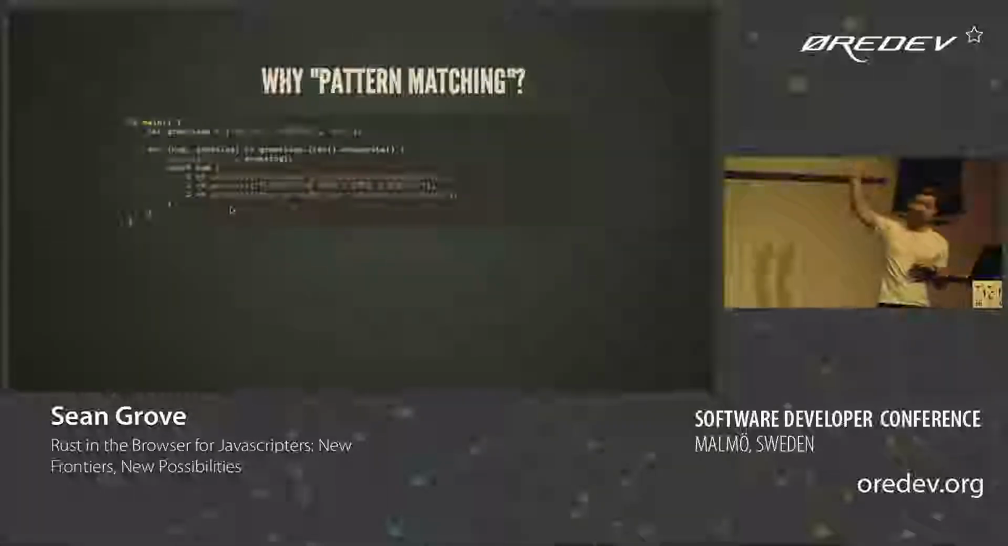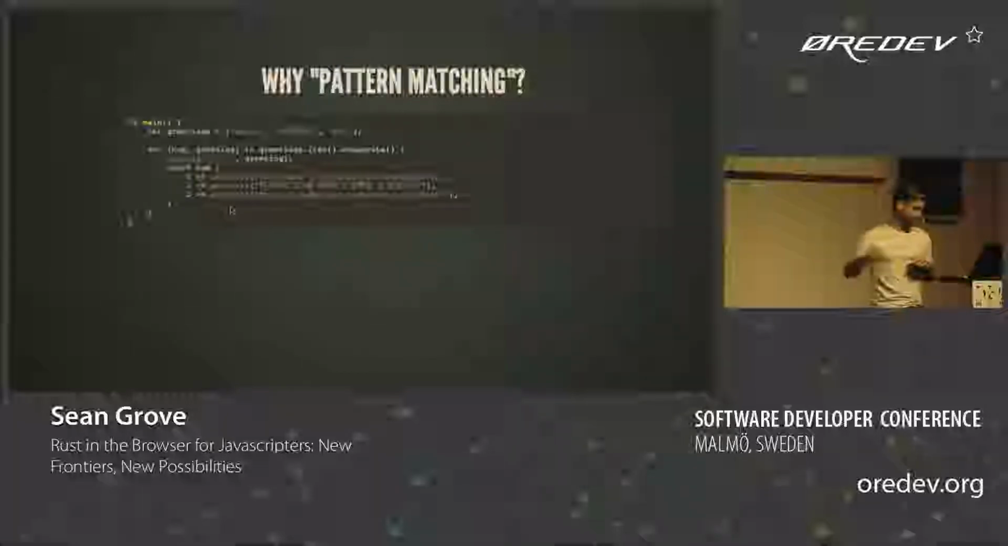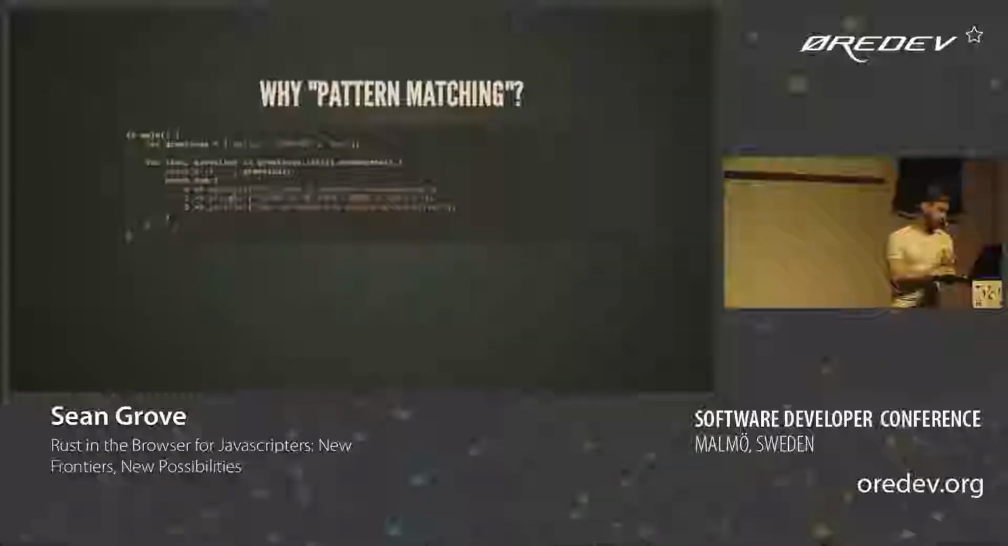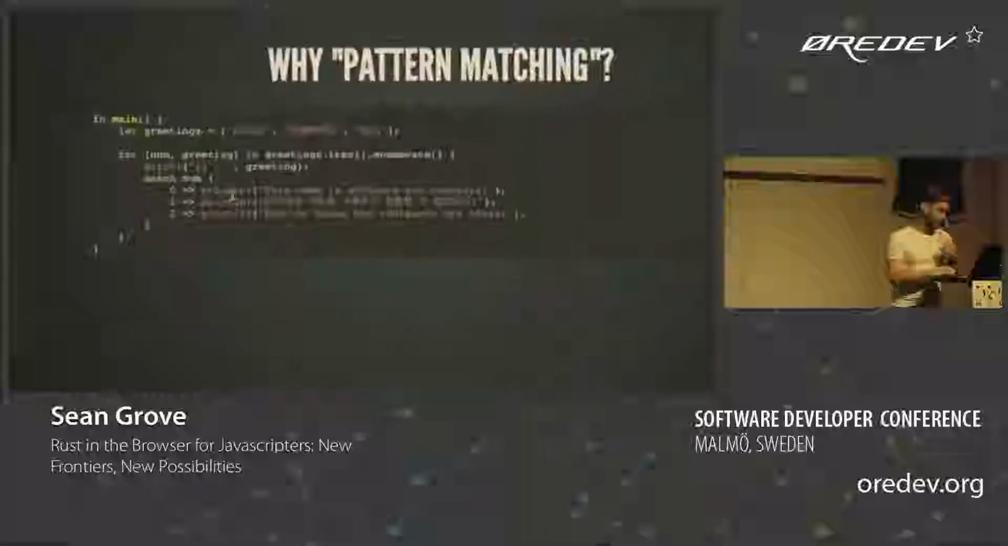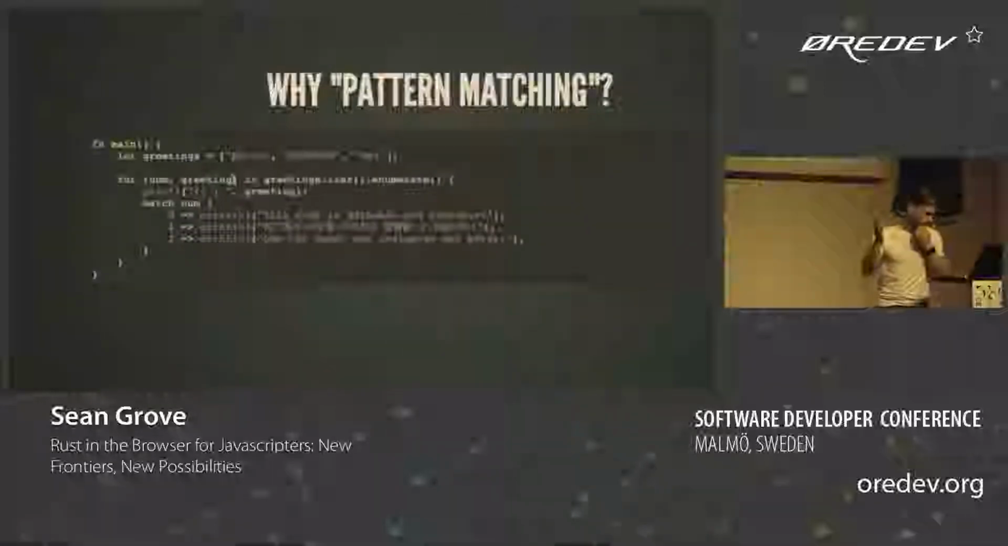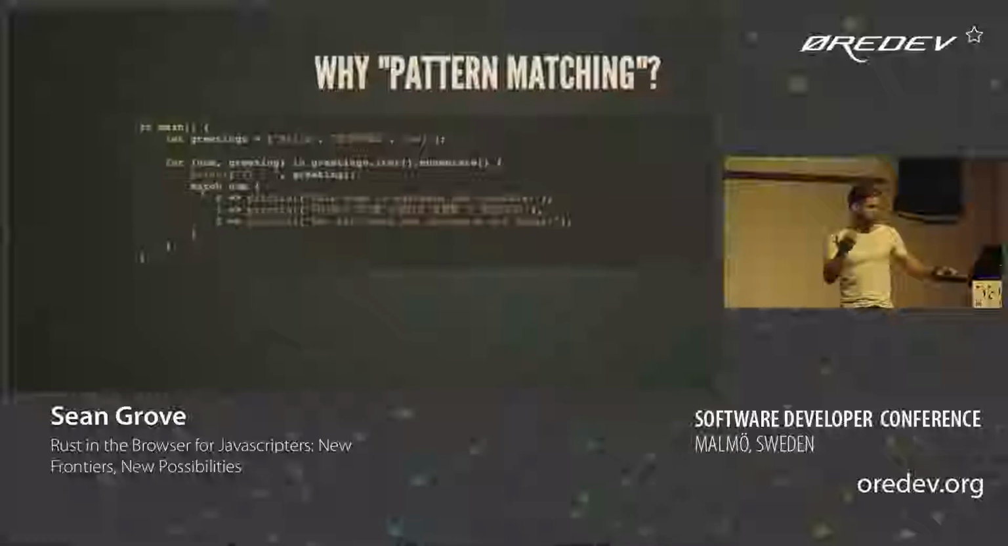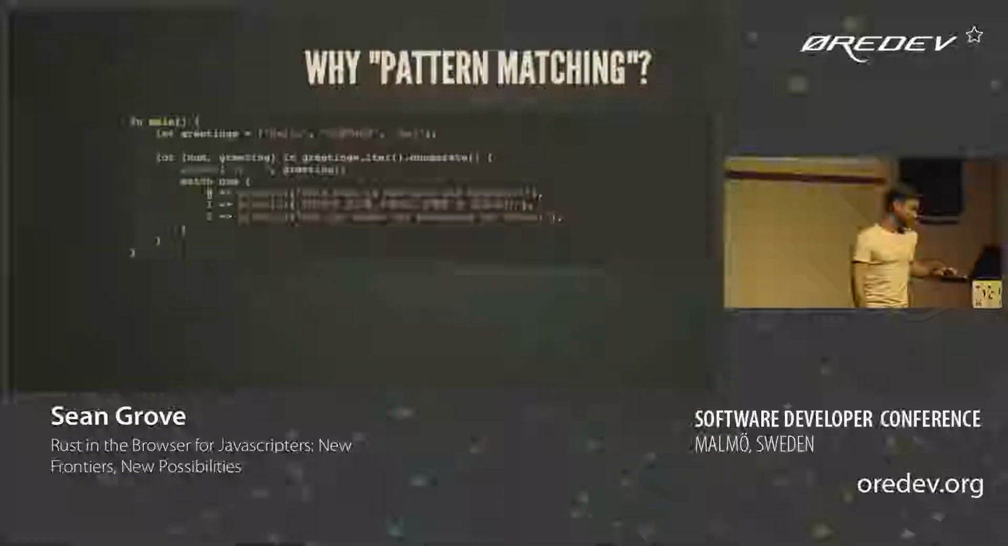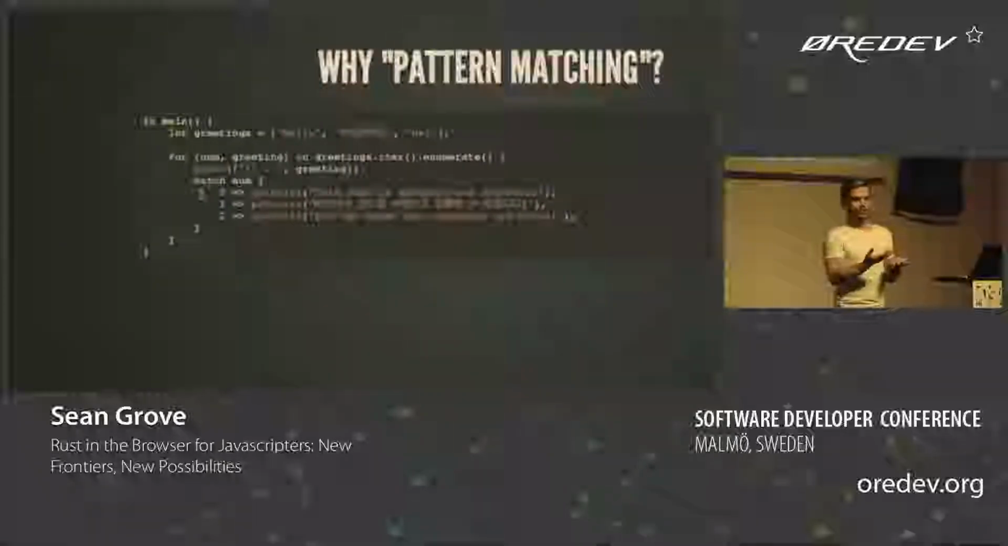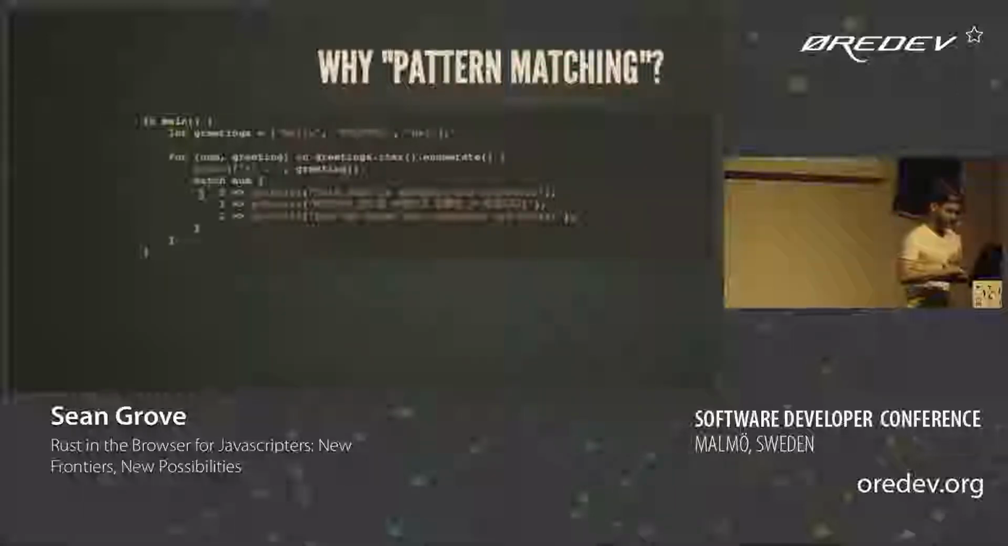So we have an array of strings, or a list of strings, and we're going to iterate over it. We're going to destructure here, get a number out. And match is just like switch in JavaScript. So I'm going to switch based off of this number, and based off of the number, I'm going to print a different string out.